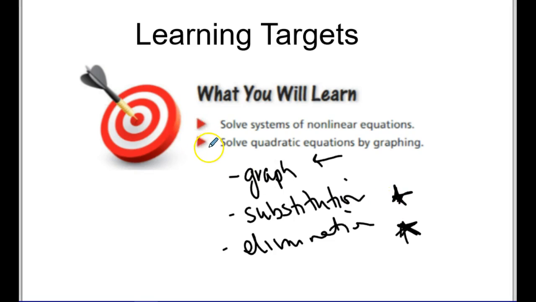And then our second learning target was solving quadratic equations by graphing, and that's where we just have a quadratic on one side of the equal sign and a quadratic on the other side. Then we set them equal to their own equations and graph them that way.